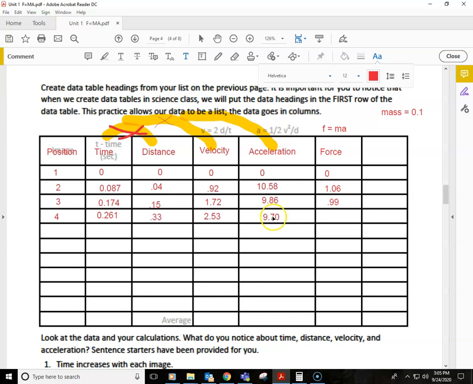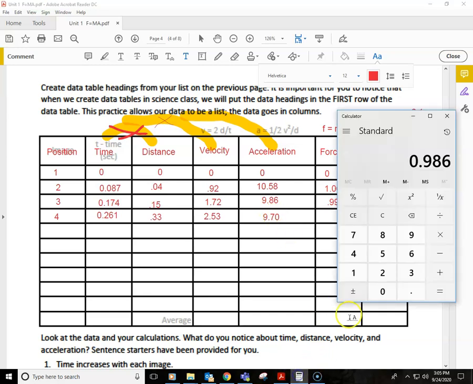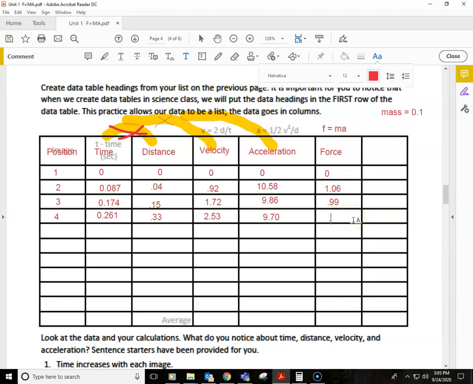Last one I'm going to do for you, 9.7 times 0.1. Always times 0.1 for this column. It's pretty simple. Times 9.7. I don't need to put the 0 in if it's at the end, right? And I get 0.97 is my answer. 0.97 newtons. The abbreviation for that is N, or even better if you put it up here.